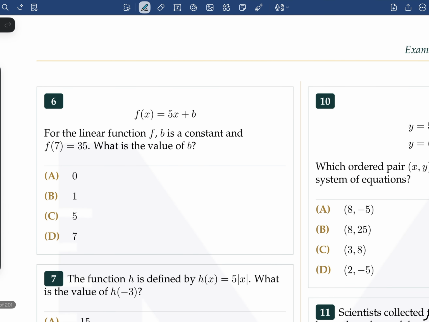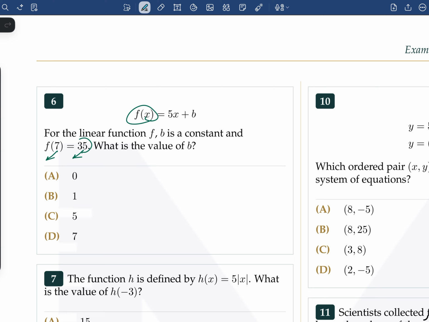And then we have number 6. f of x is equal to 5x plus b. This is a linear equation. For the linear function f, b is a constant and f of 7 is equal to 35. What is the value of b? In this kind of question, we need to replace x by 7 and f of x by 35. So be careful when you replace the numbers.